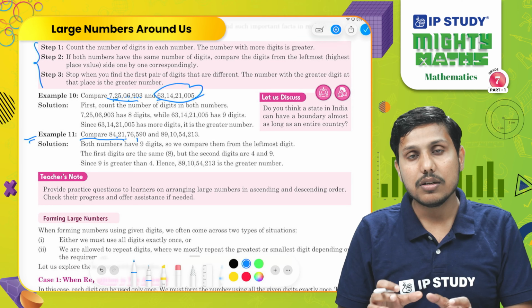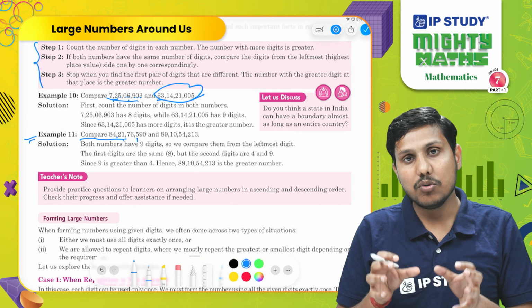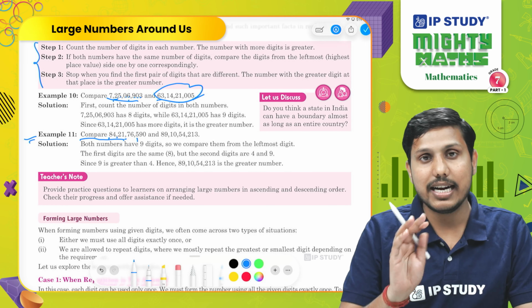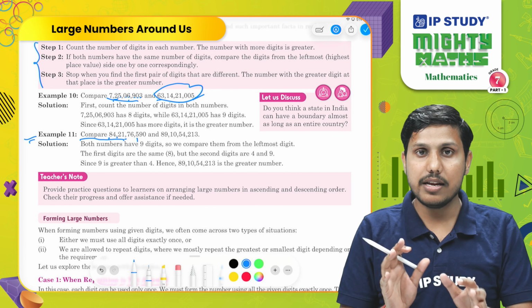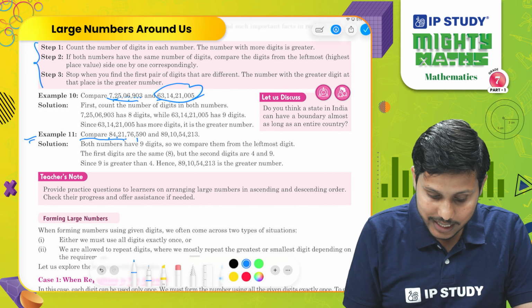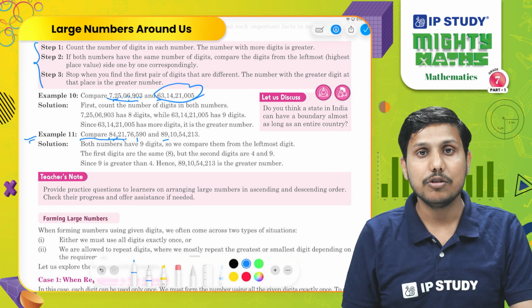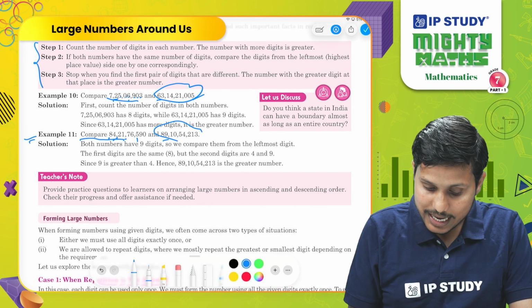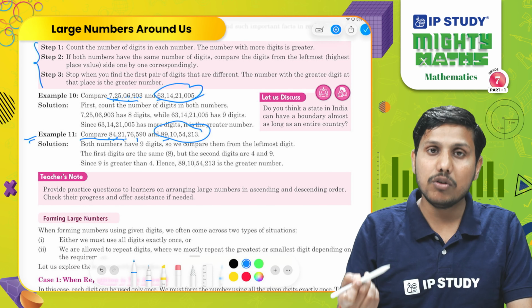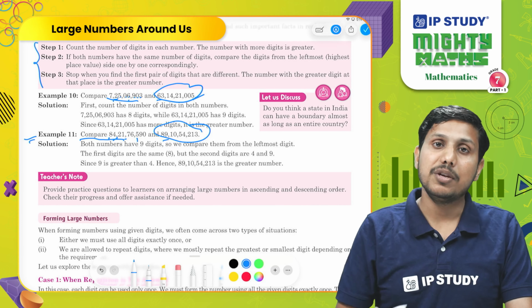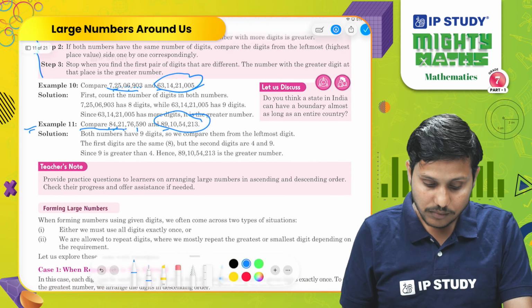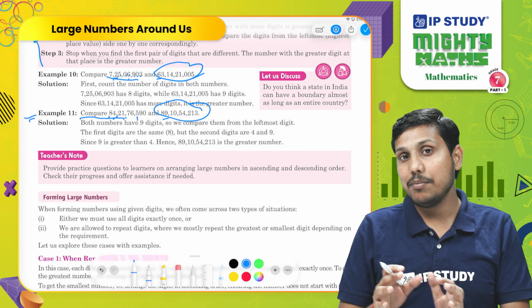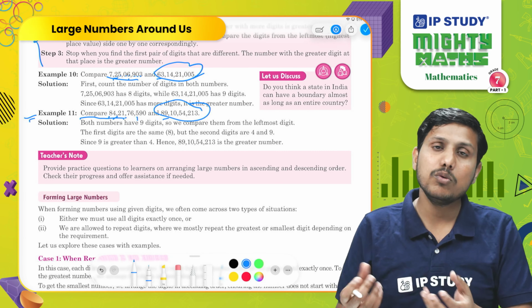Now, in these numbers, we need to check each and every digit one by one from the left. The first digit is 8 and 8, so neither is bigger as of now. Now the second digit is 4 and this is 9, so we get the bigger digit 9. It means the number 89 crore, 10 lakh, 54,213 will be the greater number. So this is how we compare two or more numbers. This can be used to compare more than two numbers also.